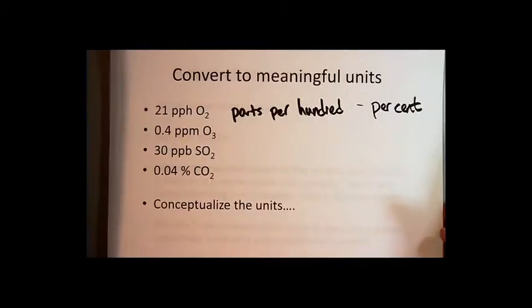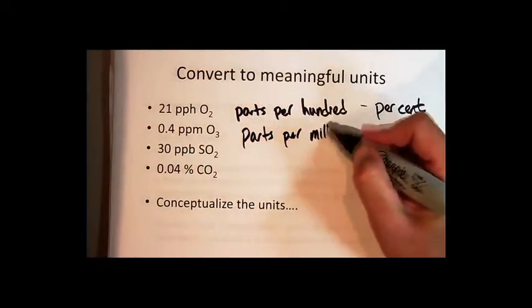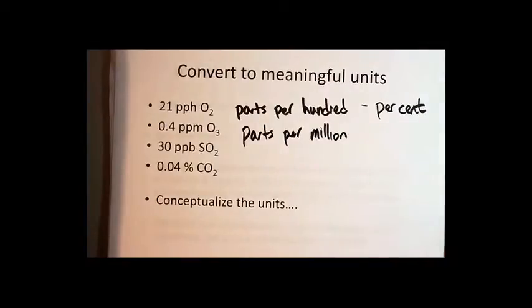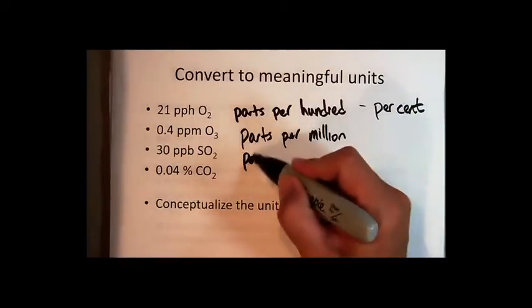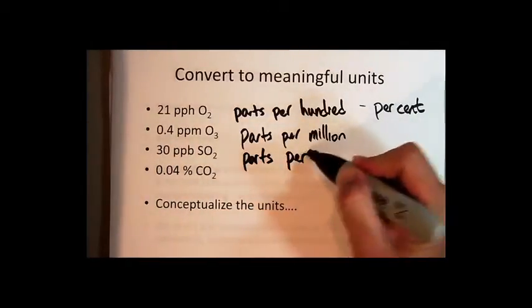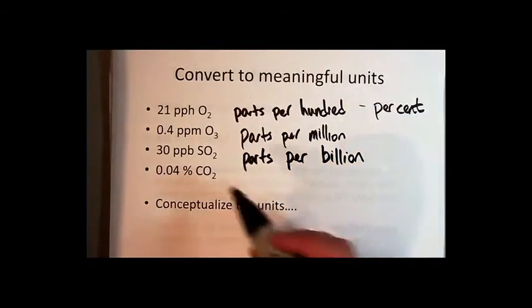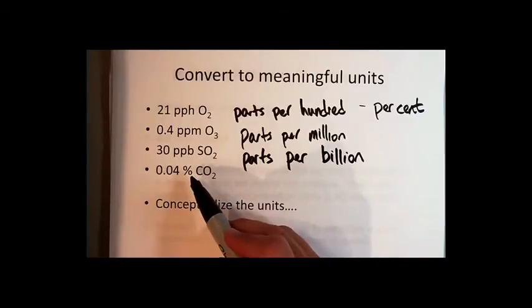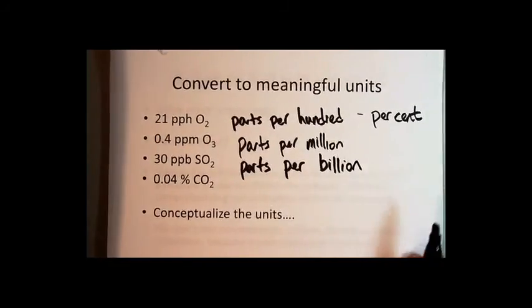What about ppm? 0.4 ppm ozone. ppm stands for parts per million. And so that means that in air, there are 0.4 parts per million ozone. What about ppb? That's parts per billion. And down here, of course, is percent, which would be the same as parts per 100, or percent carbon dioxide. All right, so we want to be able to conceptualize these units.